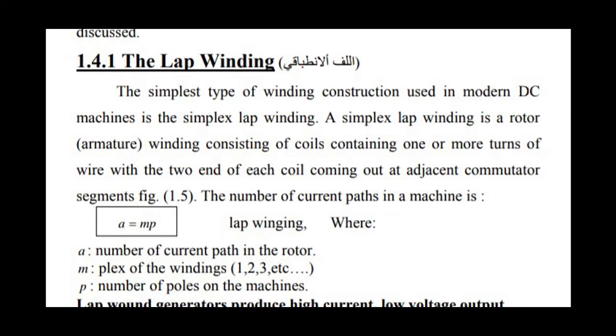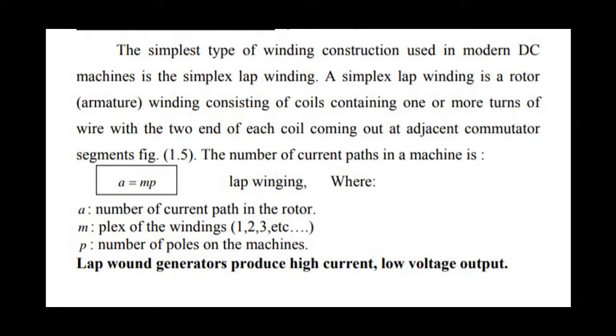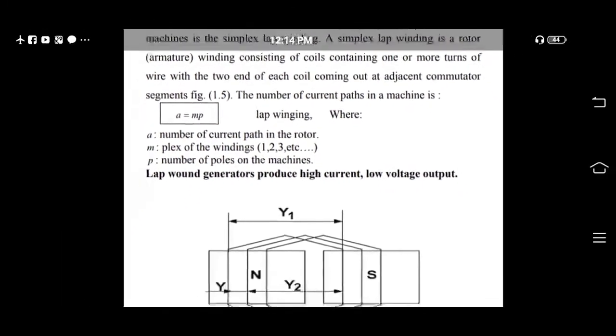The lap winding, the simplest type of winding construction used in the modern DC machine, is the simplex lap winding. A simplex lap winding is a rotor winding consisting of coils containing one or more turns of wire, with the two ends of each coil coming out at adjacent commutator segments, as in figure 1.5.